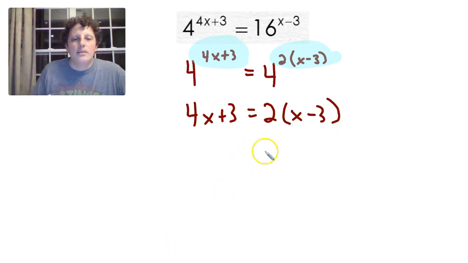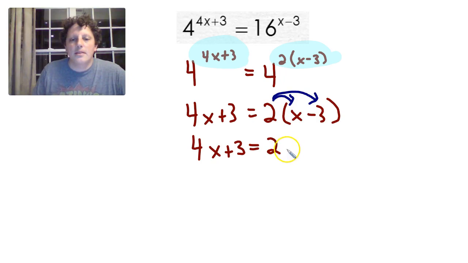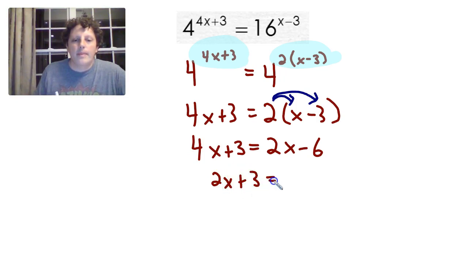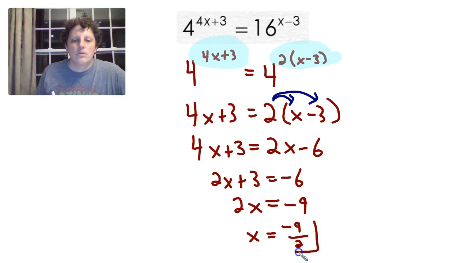First step that you want to do, I think, is to distribute the 2 into the parentheses on the right. That leaves us with 2x minus 6 when you multiply 2 into x minus 3. We're going to collect our variable terms to one side, so I'm going to subtract 2x to the left. 4x minus 2x is 2x. And then I'm going to collect my constants to the right, so I'm going to subtract 3 to the right to leave me with 2x on the left equals -9, because -6 minus 3 is -9. And then I'll divide both sides by 2 to get -9 over 2.